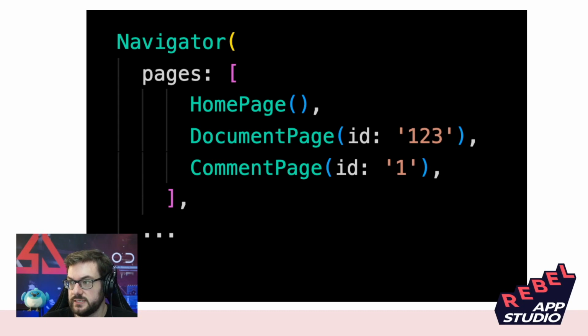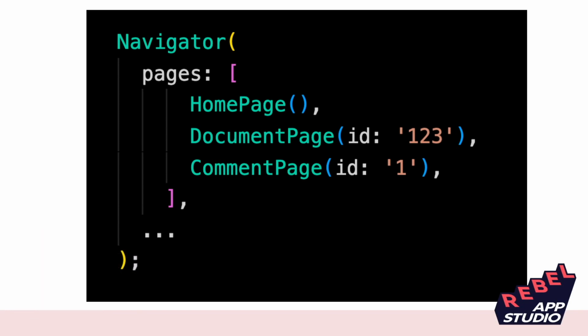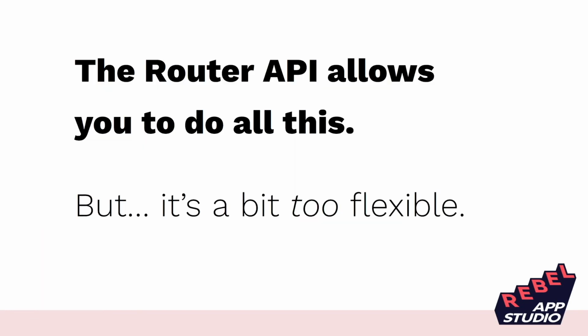And the good news here is that the Router API allows you to do all this deep linking, web URLs, all of this stuff. It does it. But there is a bit of an issue here, which is it maybe is a bit too flexible. And yeah, generally Flutter is very good at kind of leading you down a path of obviousness, I would say, of giving you kind of a way of doing things which is fairly easy and you can just get on with things.